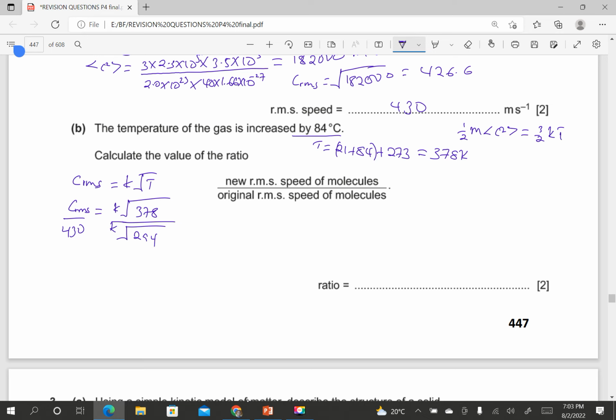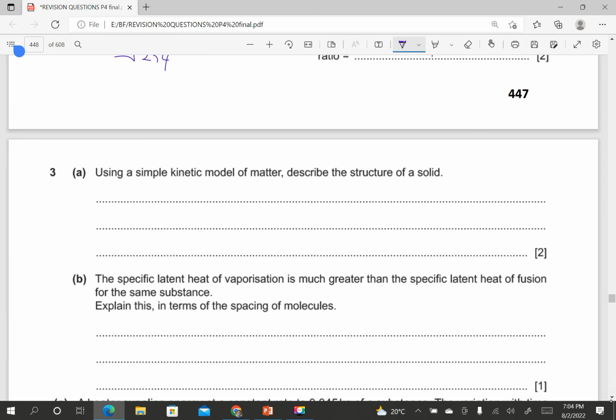So we just want the ratio. We don't need to multiply by 430. We just want the ratio. You just find the ratio, which is going to be the square root of 378 divided by 294. Okay, the ratio I'm getting is 1.1. So I think that is true, 1.1. Okay, next.